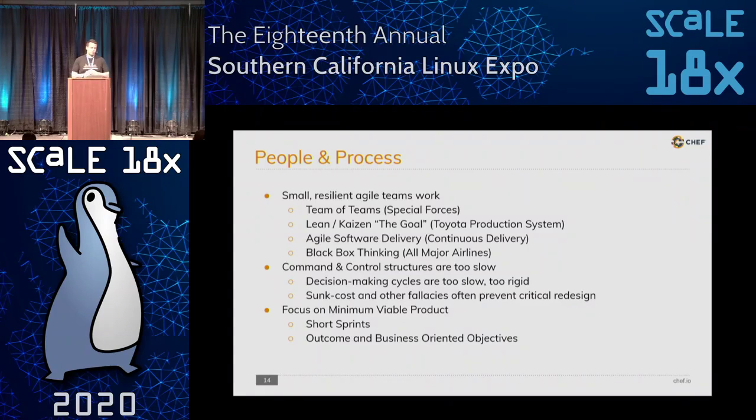So again, command and control structure is too slow, and one of the key things that we focus on is the minimum viable product. Short sprints, and you want to be outcome and business oriented. If you don't know how the work you're doing on a team aligns to how the business either makes more money, saves money, or reduces its risk, then the work is probably not valuable, or you're missing some context as to why it's valuable, right? These pieces of context allow us to make appropriate decisions.